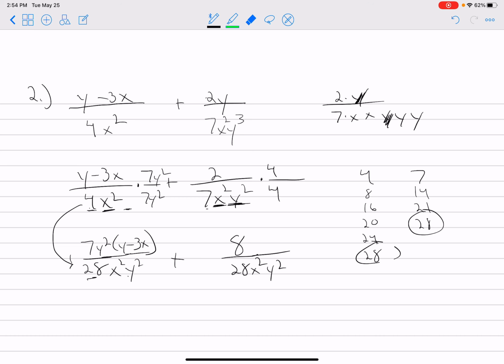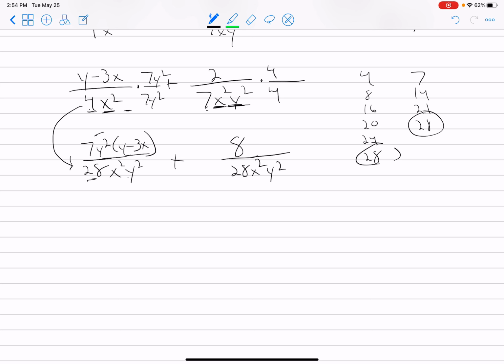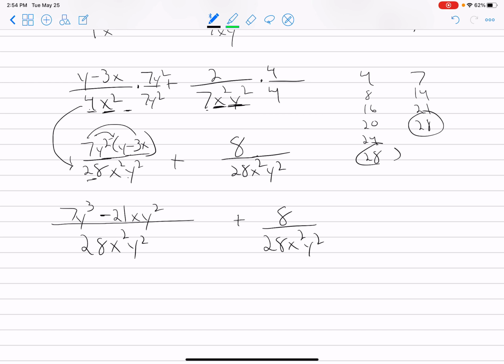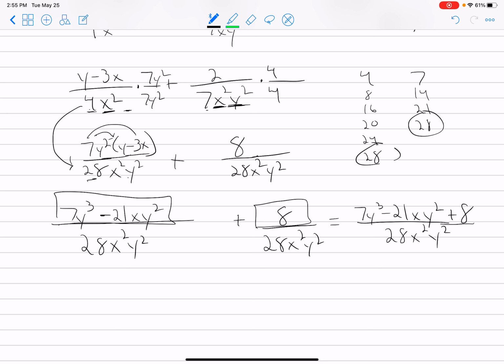I've got to do a little bit more work. I'm going to multiply this one out. I'm going to distribute at the top. 7y squared times y is 7y cubed minus 7 times negative 3 is 21xy squared. That's what that becomes, over 28x squared y squared, plus 8 over 28x squared y squared. And the last thing is to add these together. Again, I don't have anything that I can really put together, so I'm just going to call it 7y cubed minus 21xy squared plus 8, all over 28x squared y squared.